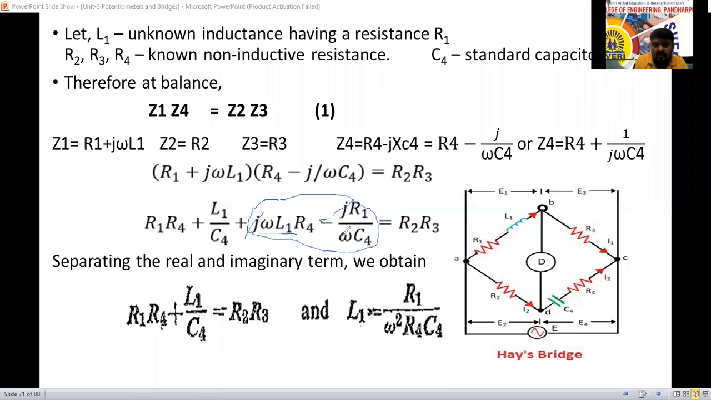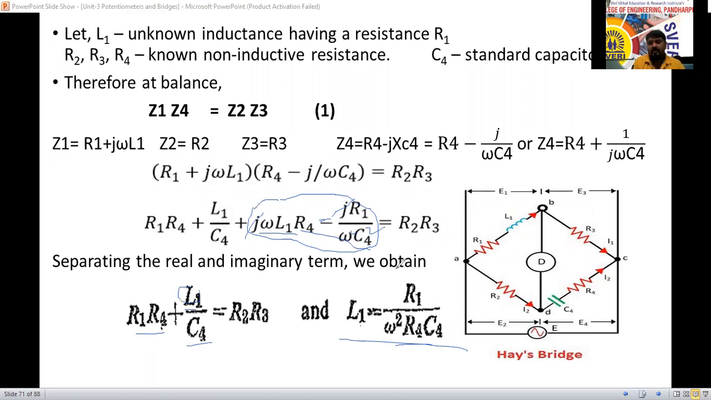Omega is there. When I send it here, it will become omega square. This R4 I will send here, it will become R4 square. And C4 and R4 will be kept as it is here. So like that, L1 equal to R1 divided by omega square R4 C4 here. Now from this one, R4 and L1, see here the L1 term is there, here the R1 term is there.